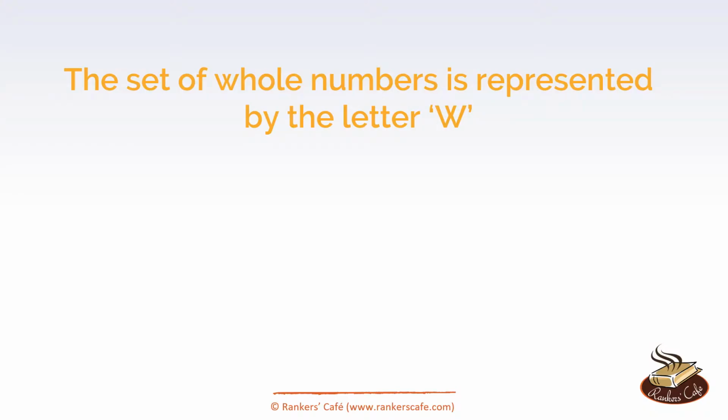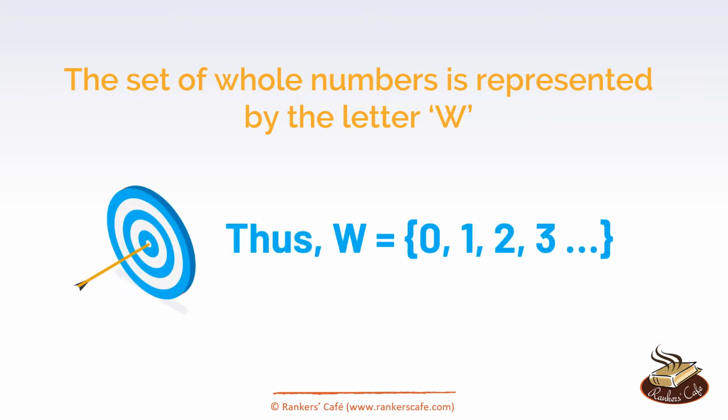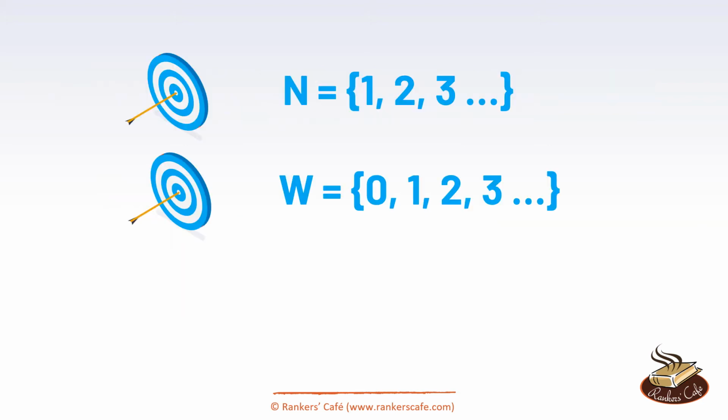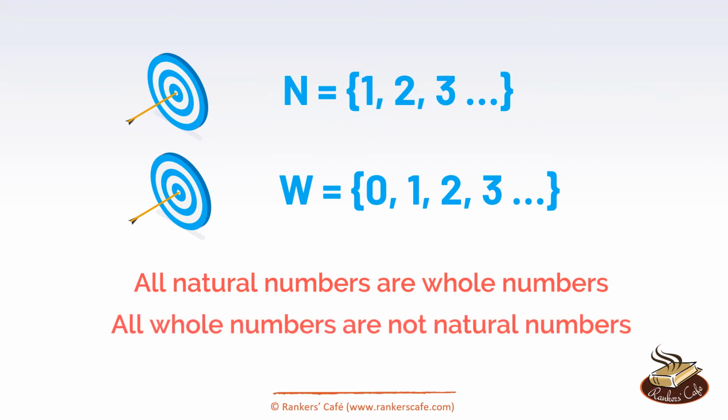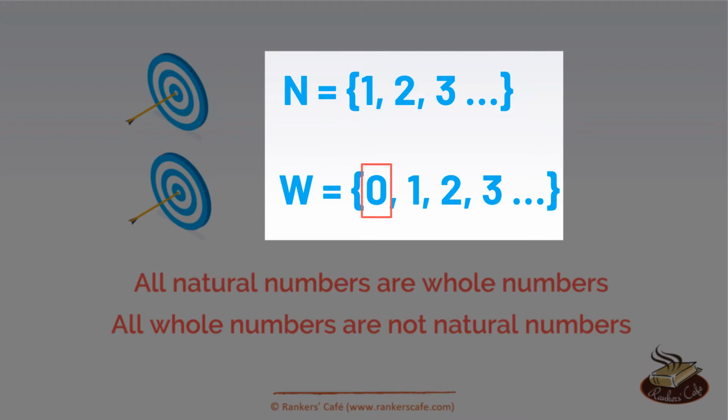Just as we represented natural numbers as a set, we can also represent whole numbers as a set. The set of whole numbers is represented by the capital letter W. Thus, W is equal to 0, 1, 2, 3 and so on. We can see that all natural numbers are whole numbers, but all whole numbers are not natural numbers. 0 is a number which is a whole number, but it is not a natural number.